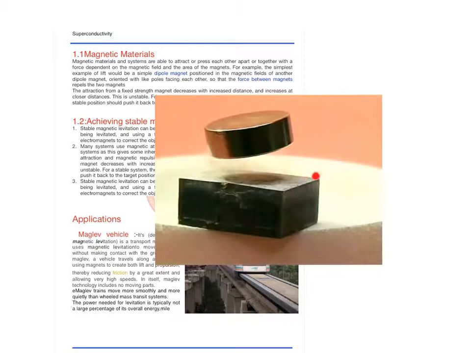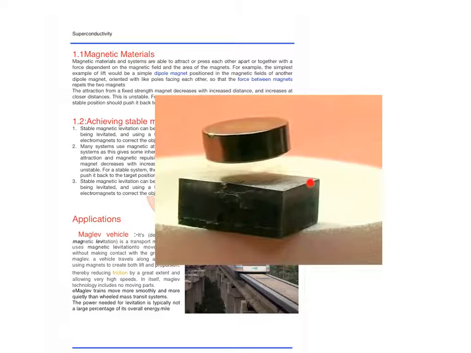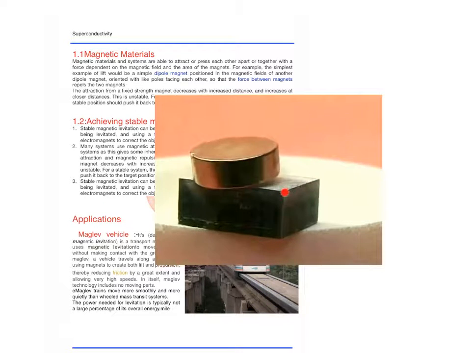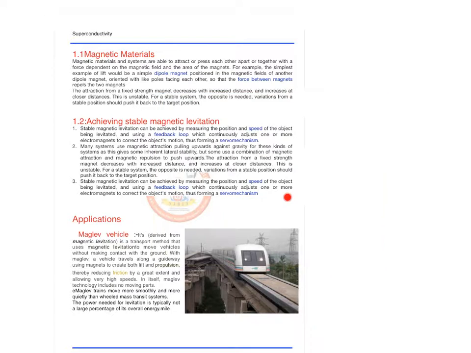After some time, the magnetic field disappears. Therefore it slowly comes down and is placed on the material. So this is the Meissner effect.